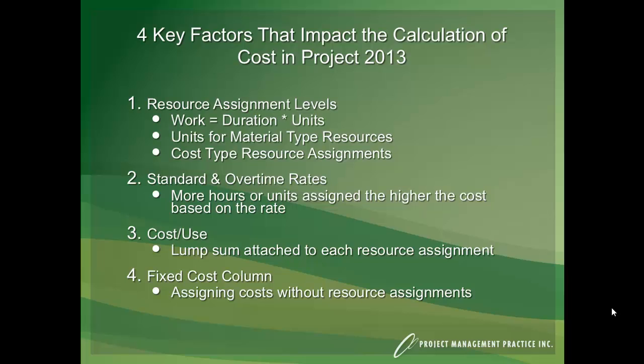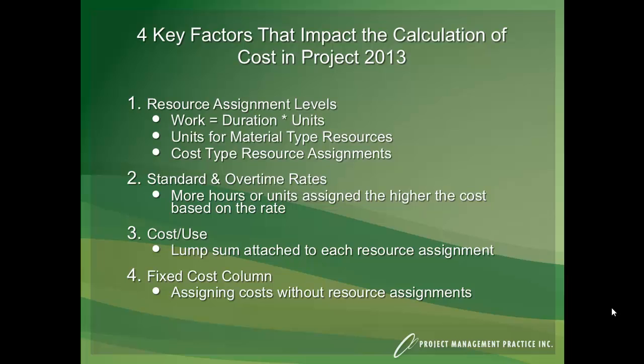The other one, of course, was material type resources. We talked about things like software, hardware, or any unit cost, really. And if there's a unit cost, you might have a per seat charge or a per kilogram charge or a per pound charge. Those types of things can be built into your unit costs. And then of course there's the cost type resource, where you assign the resource and then just type in the cost upon the assignment to that task.